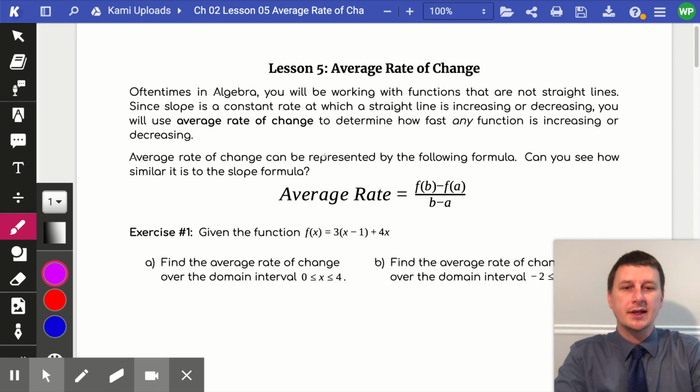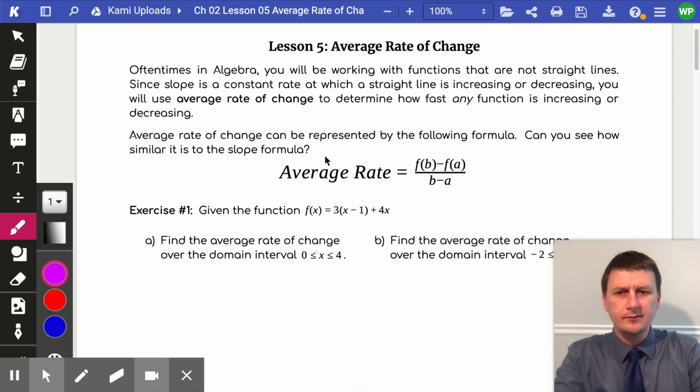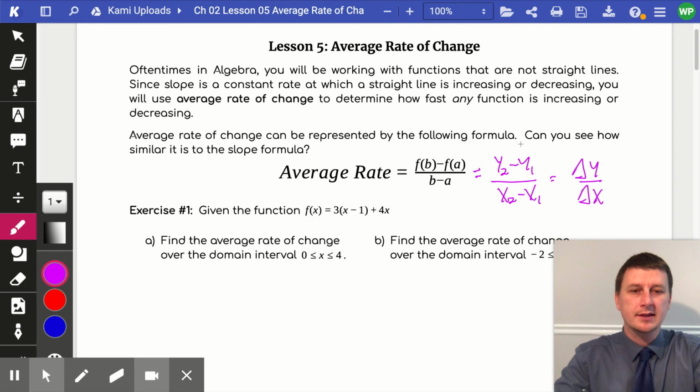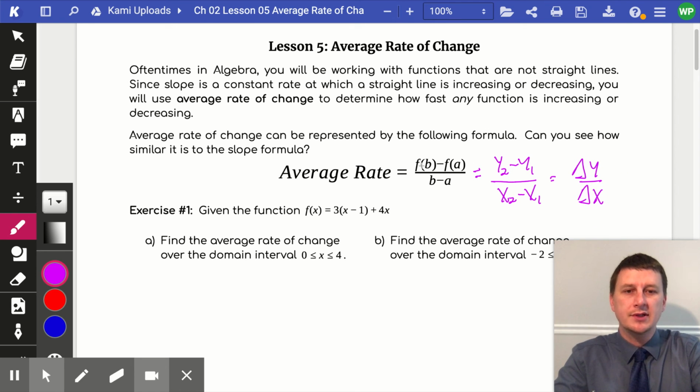It can be represented by the following formula. Can you see how this formula is similar to the slope formula? Remember, the slope formula is y2 minus y1 over x2 minus x1, or you may have seen it as the change in y over the change in x. That's exactly what this is saying, because you're used to seeing f of x. So this is the second y minus the first y, over the second x minus the first x.